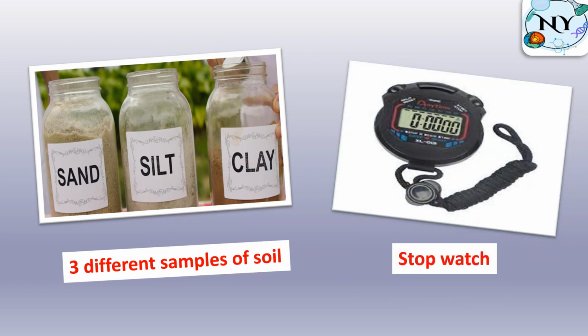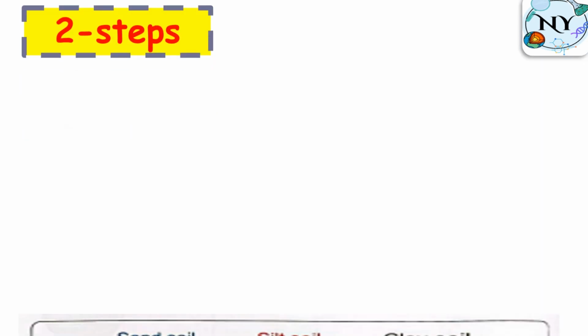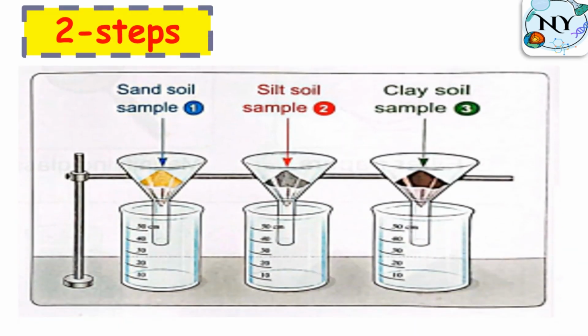So what should we do now in this activity? Steps. Number 1, we are gonna put the funnel inside the measuring cup, each funnel inside each measuring cup, as we can see here in the picture. What else? We are gonna put the filter paper inside the funnel, so each funnel has its own filter paper. After that, we are gonna add sand soil in the first funnel, silt soil in the second funnel, and clay soil in the third funnel.